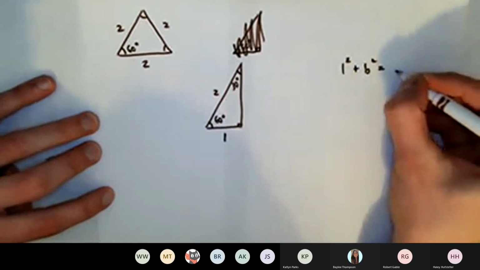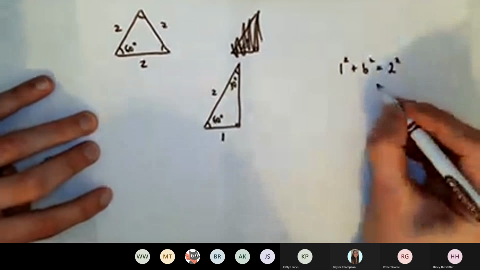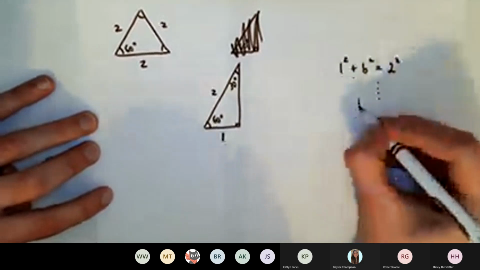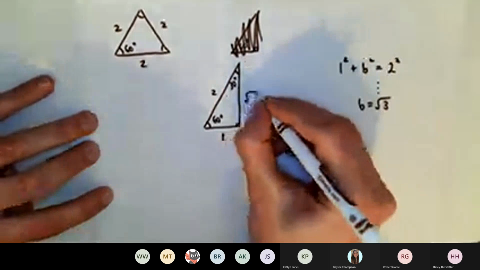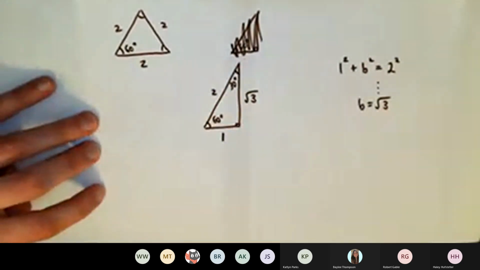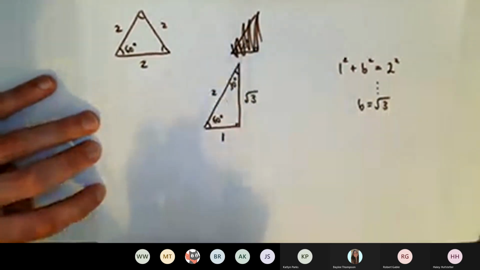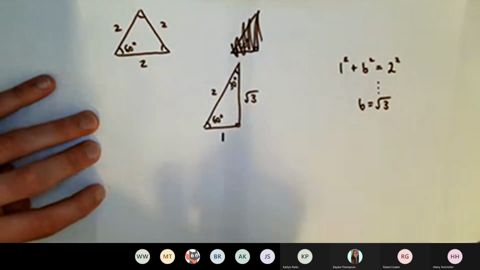And if I wanted to solve for this missing side, I would say, okay, Pythagorean theorem, 1 squared plus that missing side squared is equal to 2 squared. B is equal to square root of 3. There it is. We call this a 30-60-90. The other one we call a 45-45-90.